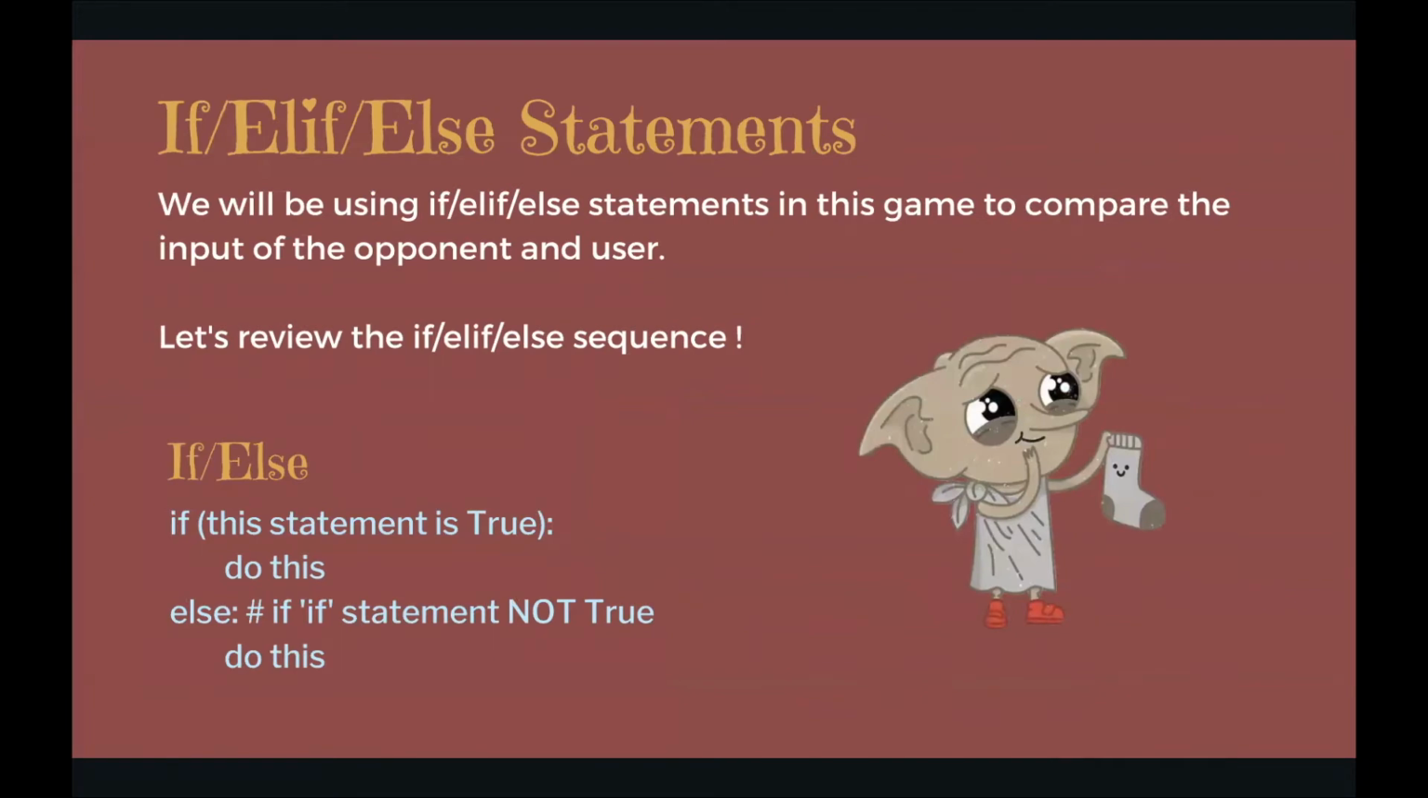Now let's give a little review on if, elif, and else statements, since we'll be using these statements in the game to compare the input of the opponent and the user. So remember, the if-else statements goes like this. If something is true, then do this. Else, or otherwise, do this. So only one of these statements can be true. If the if statement is not true, then it will execute the else. If the if statement is true, then it will execute the if statement and it will leave the else alone.